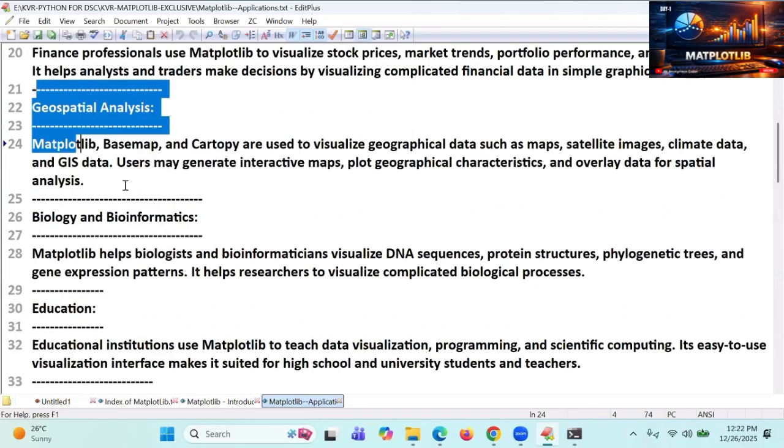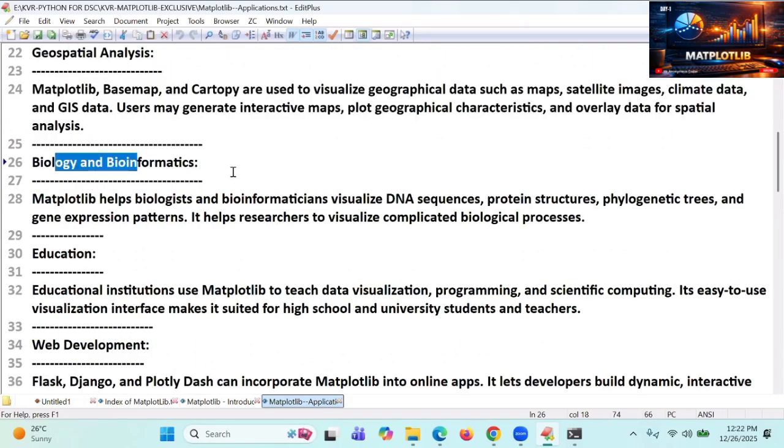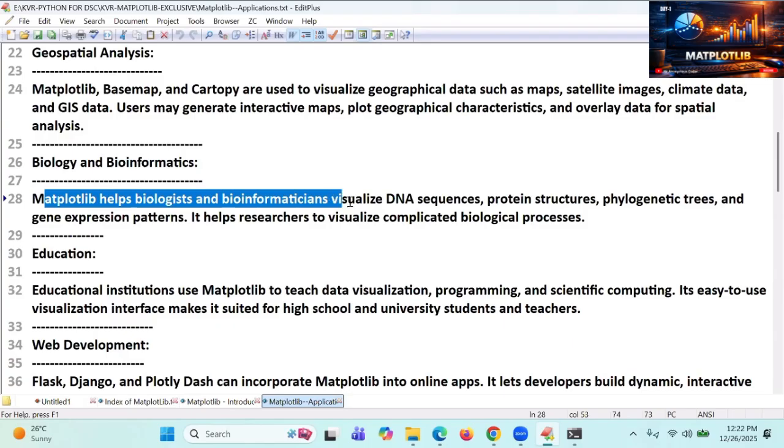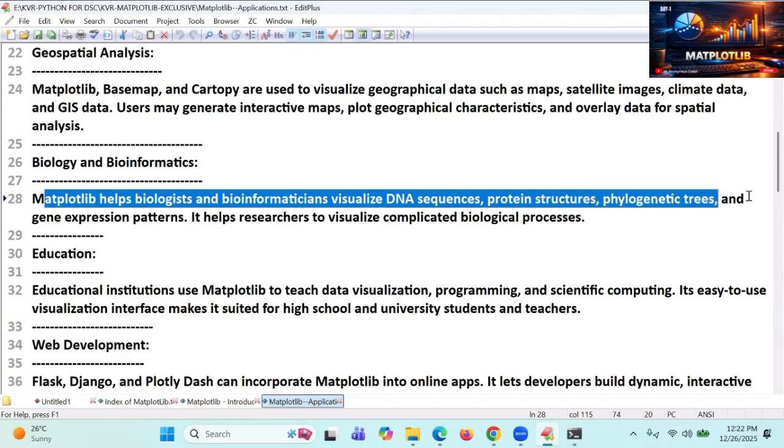And this is a top end point I'm saying. And biology and bioinformatics, that is healthcare level also. Matplotlib helps biologists, and next bioinformatics, to visualize DNA sequences, protein structures, phylogenetic trees, and gene expression patterns.